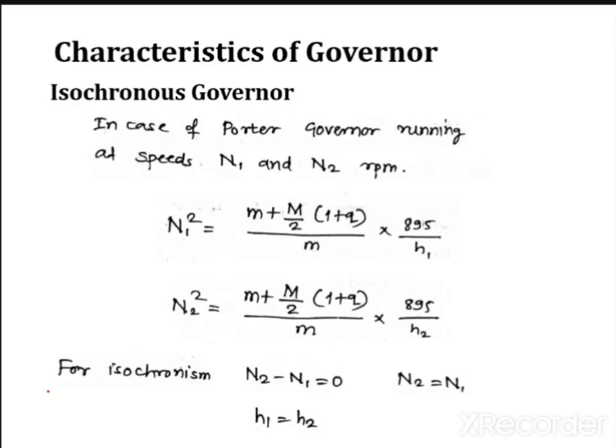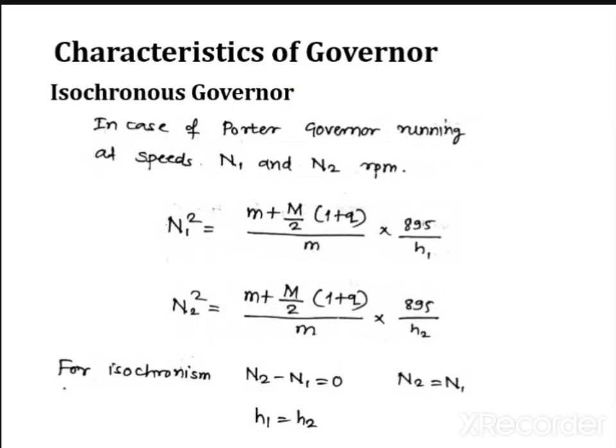Is it possible for a Porter governor to be isochronous? No. Exactly. What you have to understand is that a Porter governor cannot be isochronous. Never. A Porter governor is never isochronous, and this is what you have to understand. I hope it is clear to all of you now.